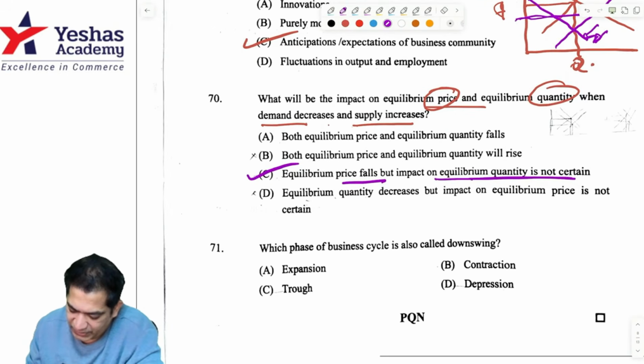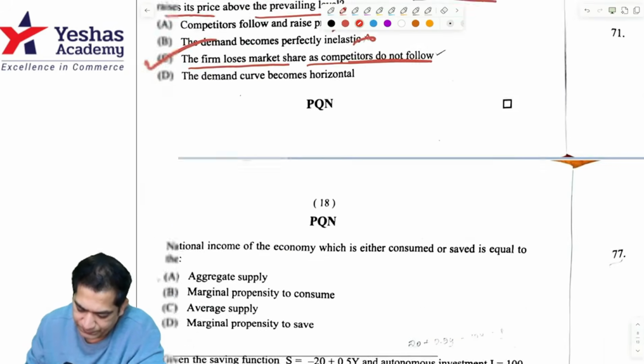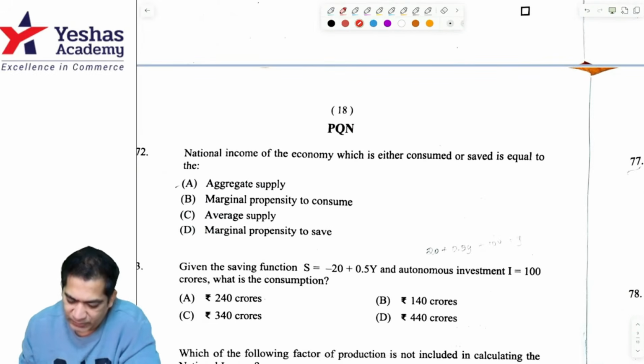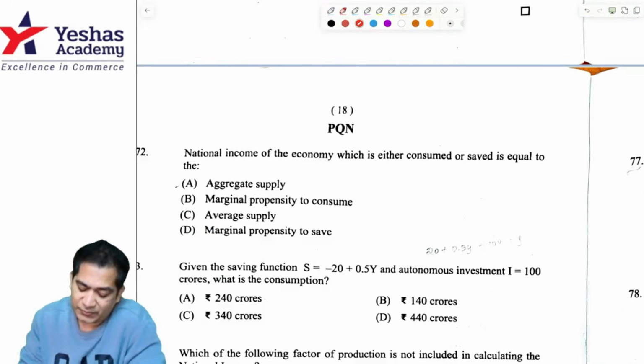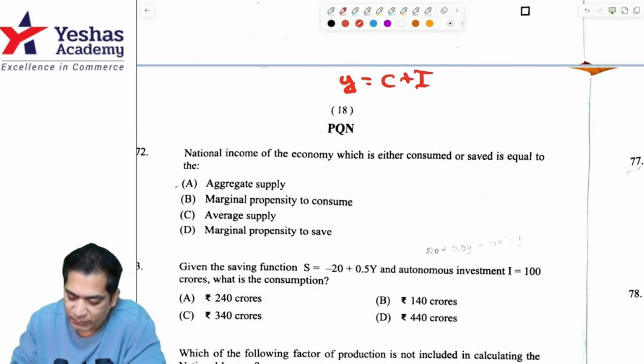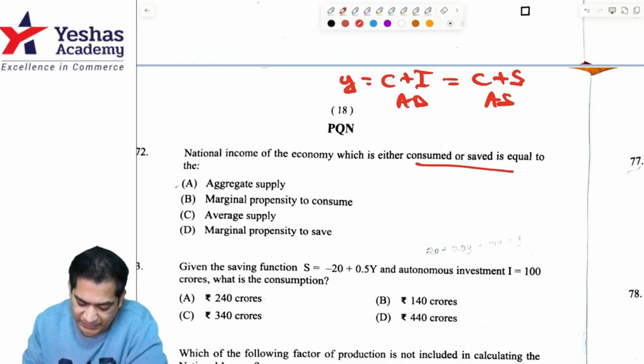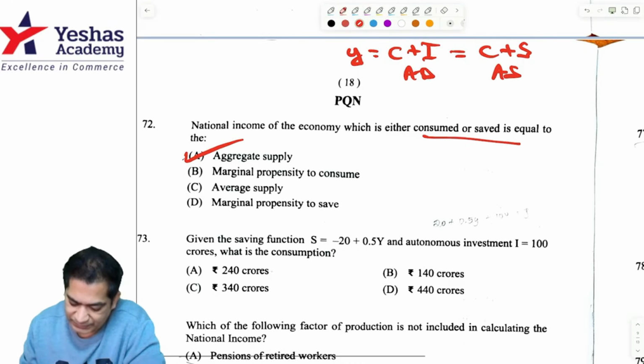Which phase of business cycle is also called downswing? The economy is going down. Direct question. Contraction is your answer. National income of the economy is either consumed or saved, easy question. We know that Y equals C plus I in a two-sector model, equals C plus S. I've told you this is your aggregate demand side, this is your aggregate supply side, and this C plus S, consumption and savings. So you're talking about the supply, aggregate supply will be your answer.